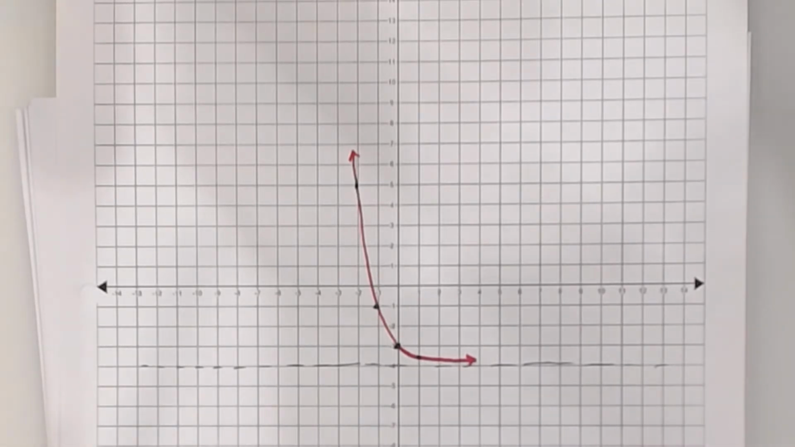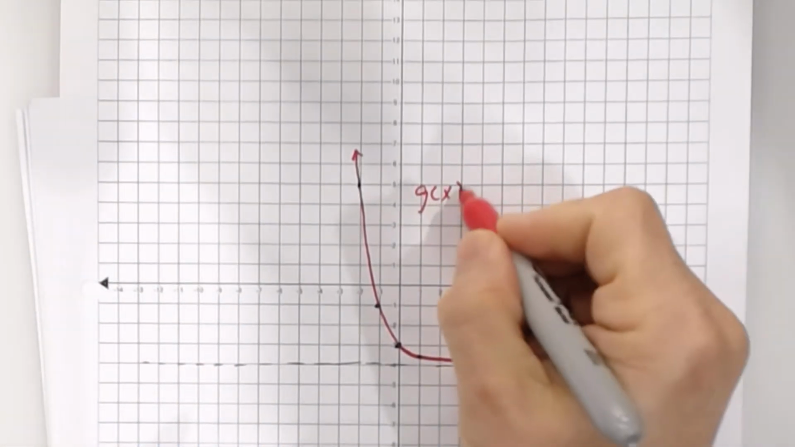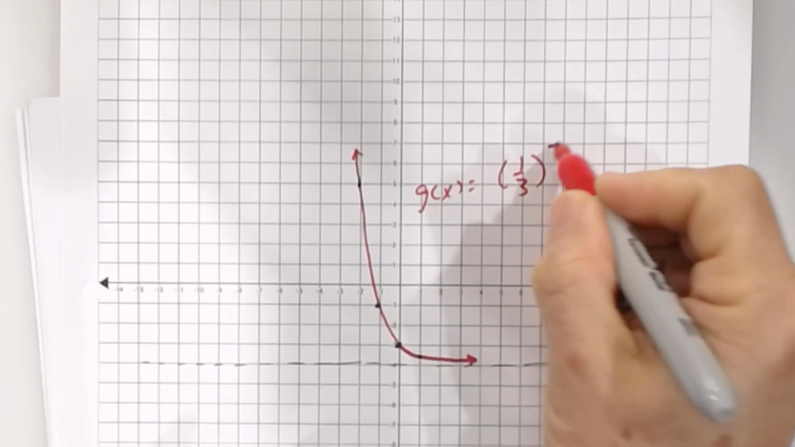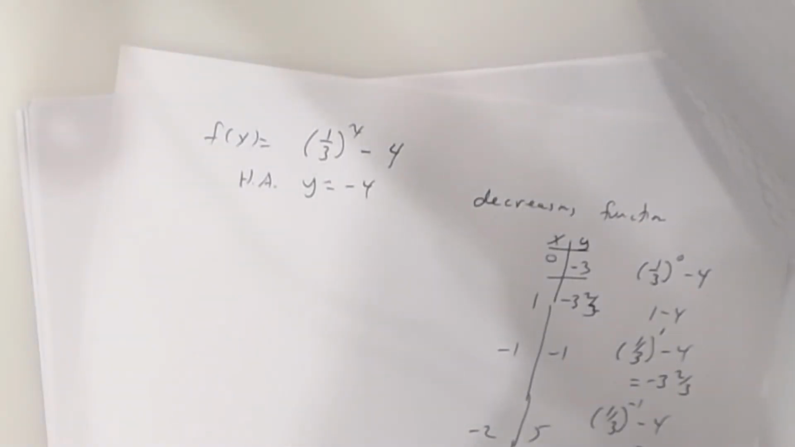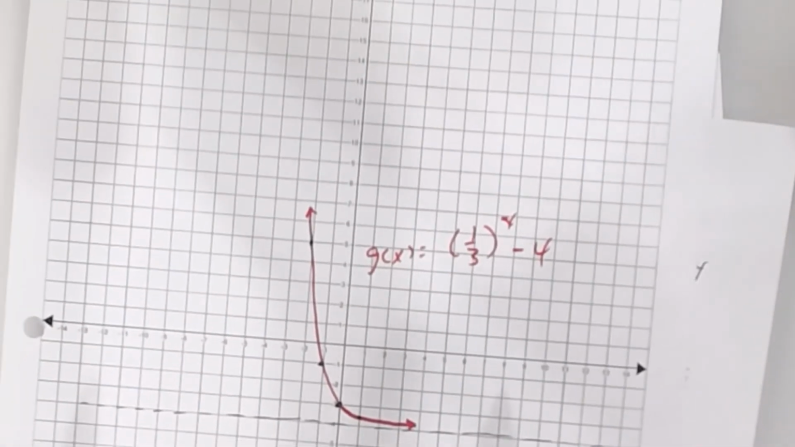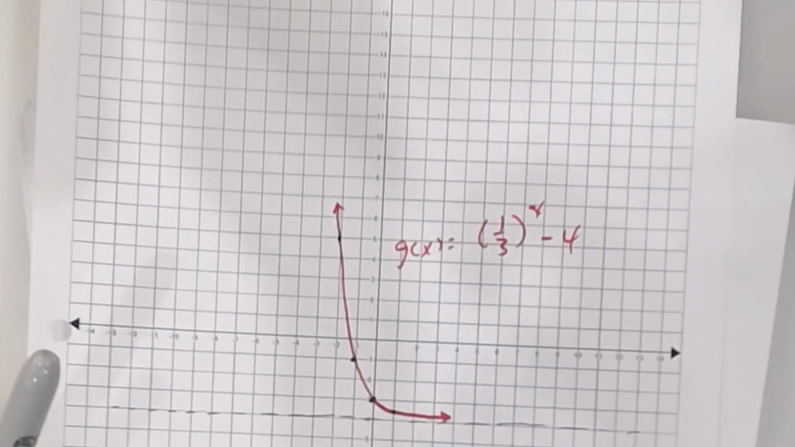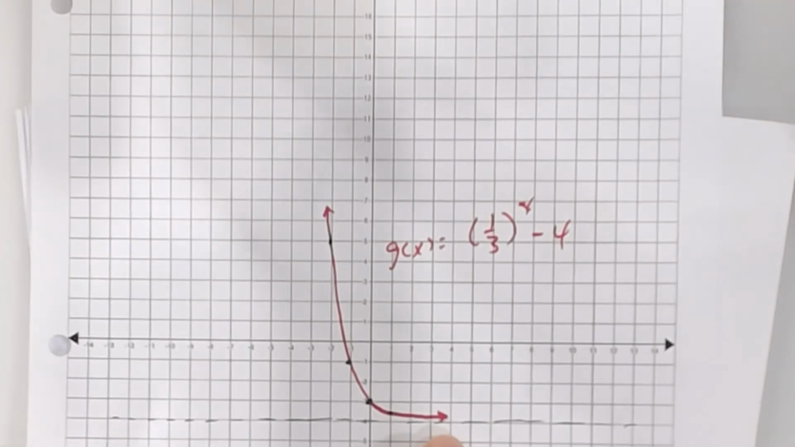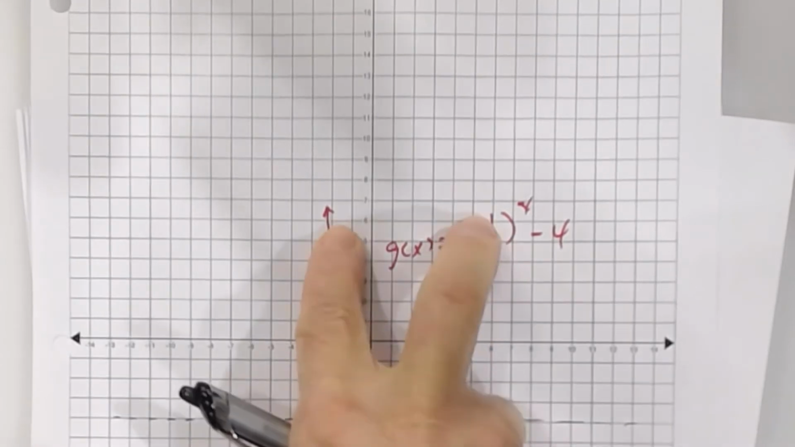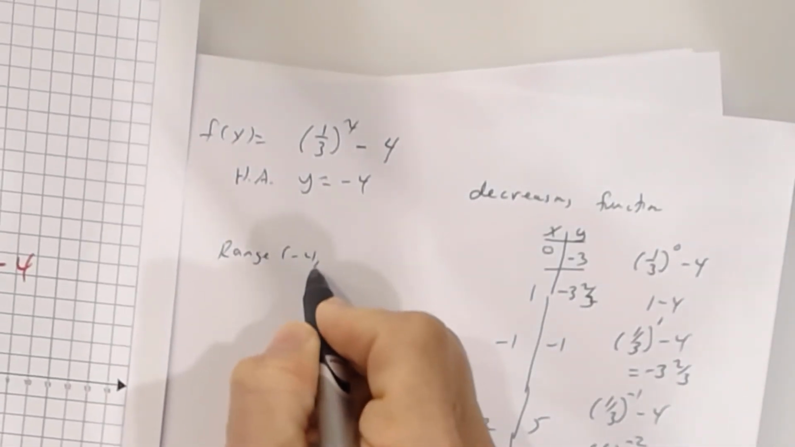And so now you can answer some questions about this. Now remember, this was g of x equals (1/3) to the x minus 4. All right, so you can finish answering those questions. What is the range? Negative 4 to what? Infinity. So the range is -4 to infinity.